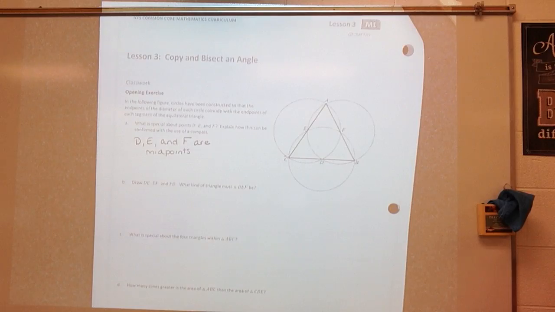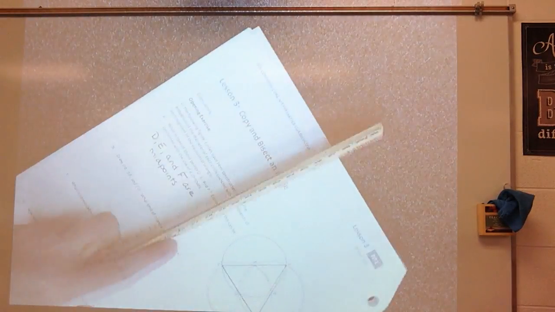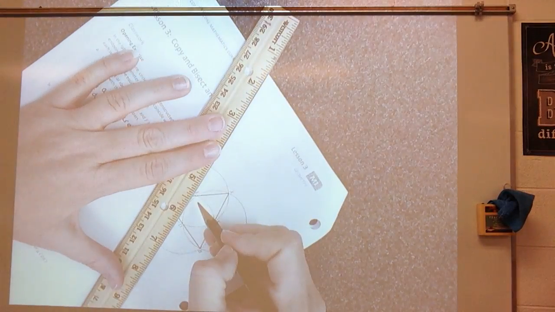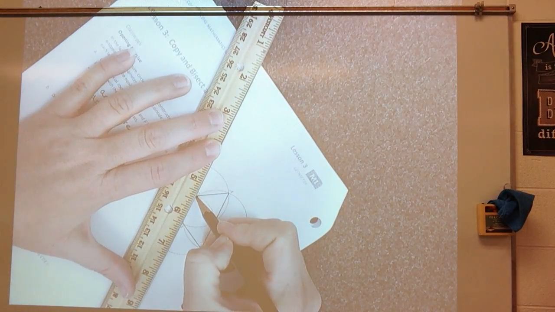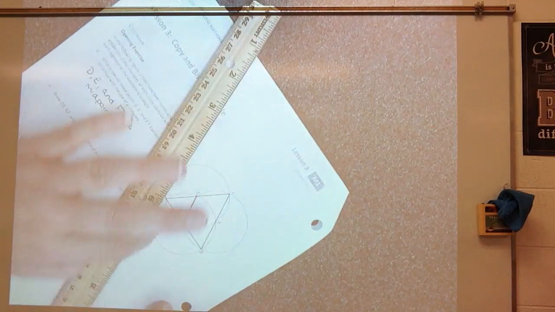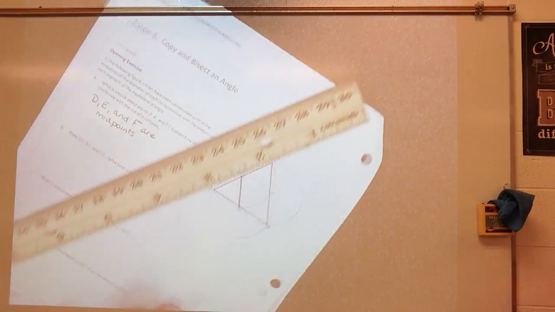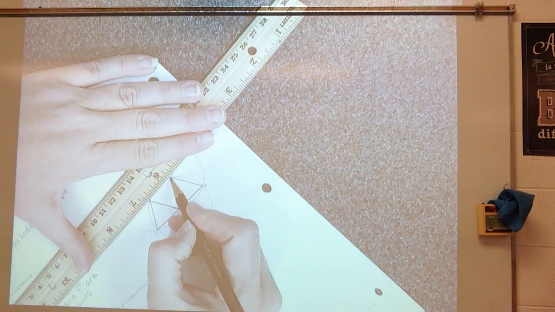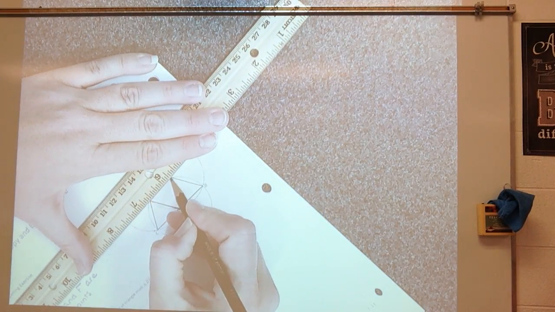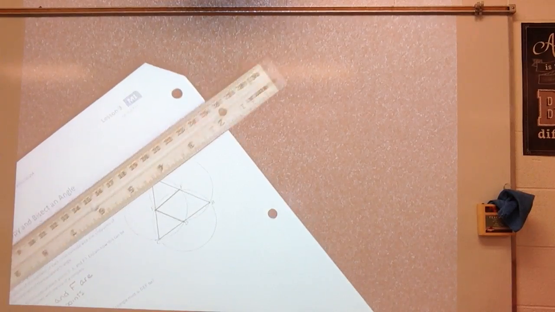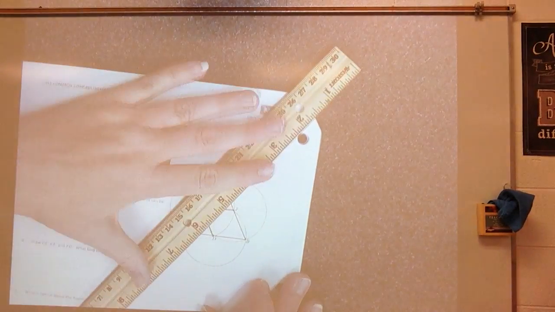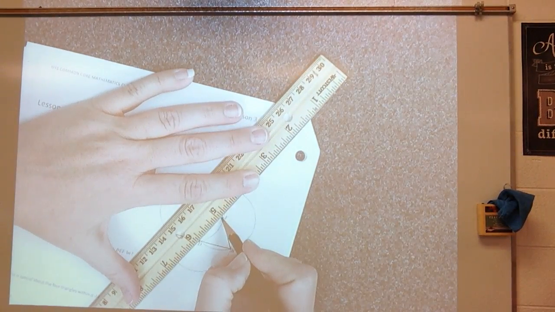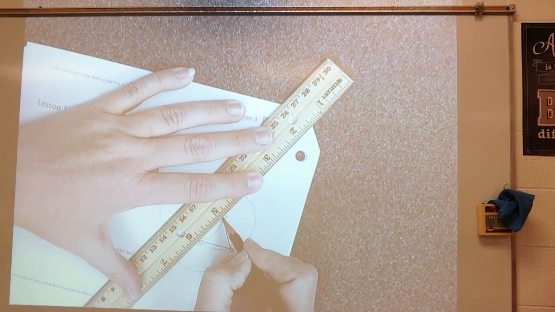So it says draw DE. Alright, so it wants me to take my straight edge, and it wants me to connect DE. Draw EF. So we're going to connect E and F. And then draw FD. So connect the points F and D.